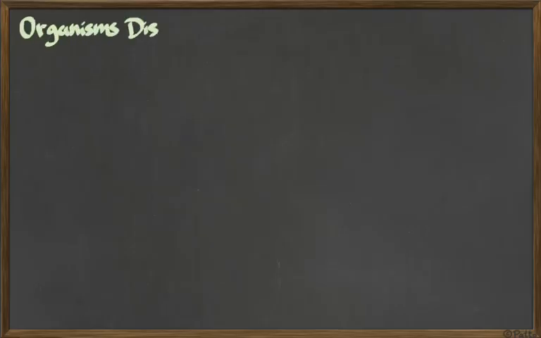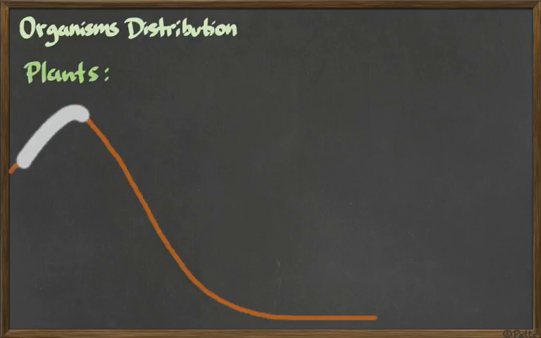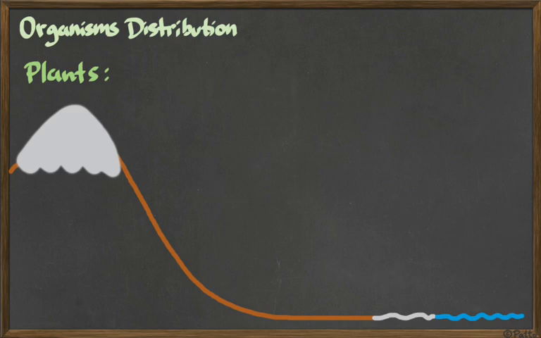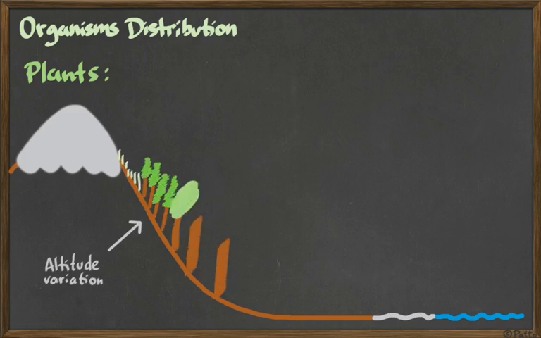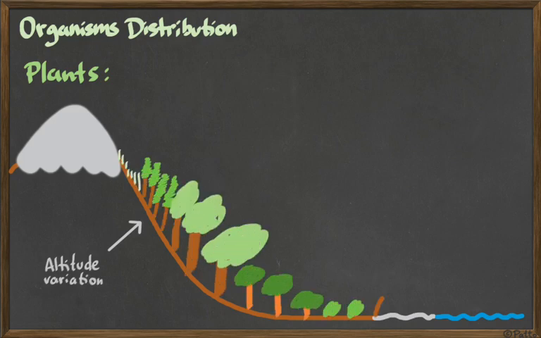Today we are going to be taking a look at the distribution of different organisms. Let's start with plants. If we get a place with different conditions, for example a mountain with the slope going all the way to the sea, we are going to have altitude variation, and along that altitude variation you probably had the experience that we see different species of plants occupying different altitudes.